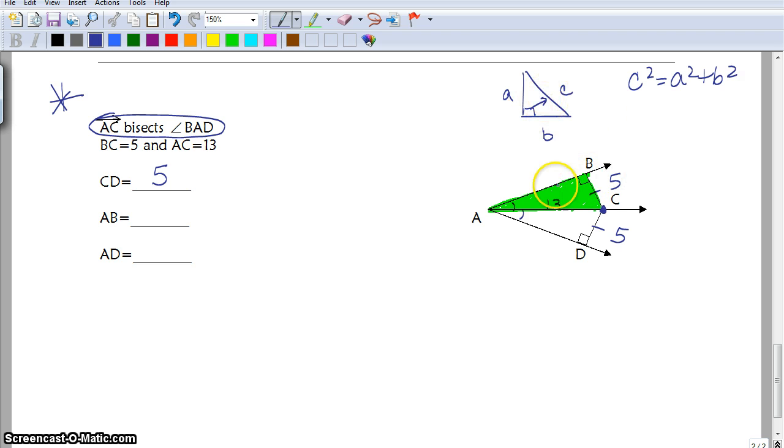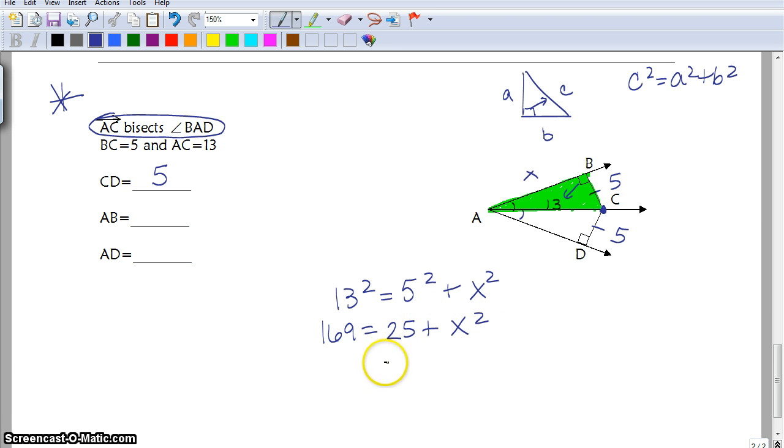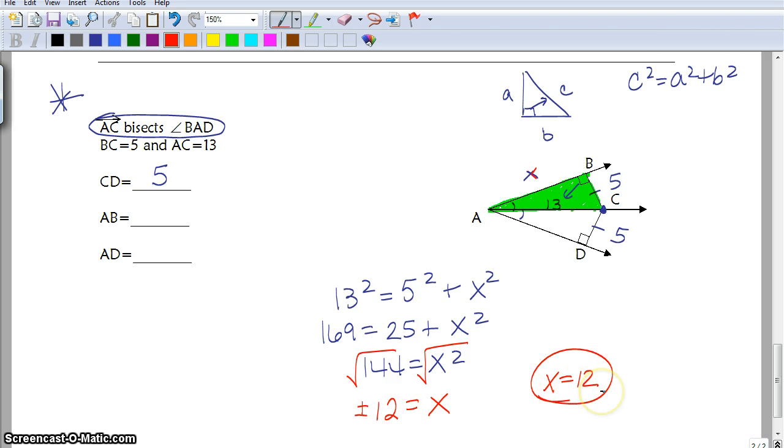Remember, the cross from the right angle is always your C value. So 13 squared equals 5 squared plus, let's just go ahead and call this x squared. So 169 is equal to 25 plus x squared. Subtract 25, you have 144 is equal to x squared. Now remember, you square root both sides. When you insert the square root, you have to account for the plus or minus. So this is plus or minus 12 equals x. However, we can't have negative side lengths, so we do actually just count the positive version.